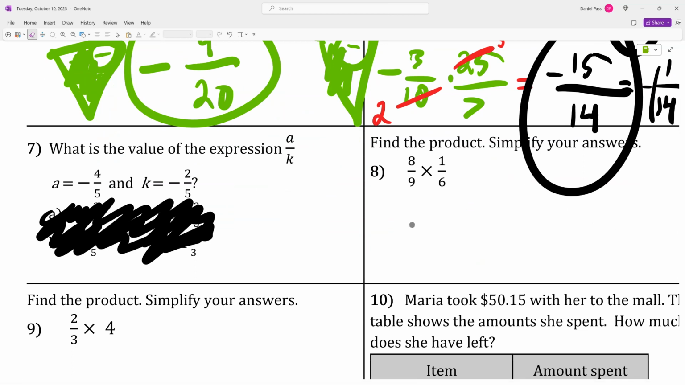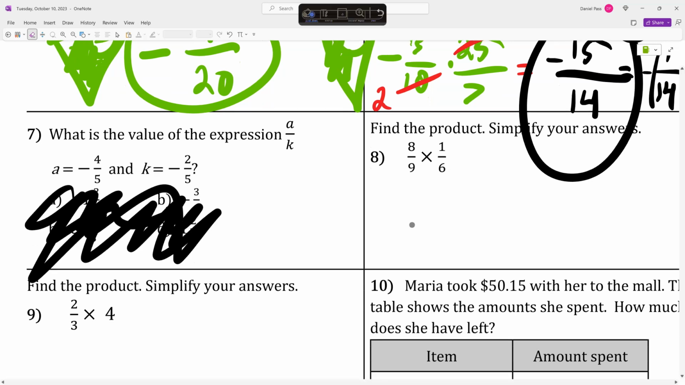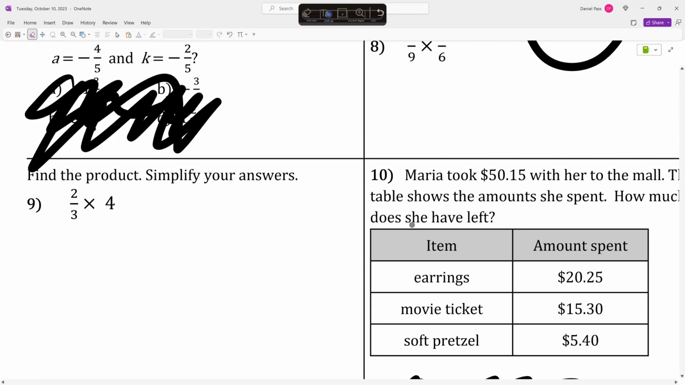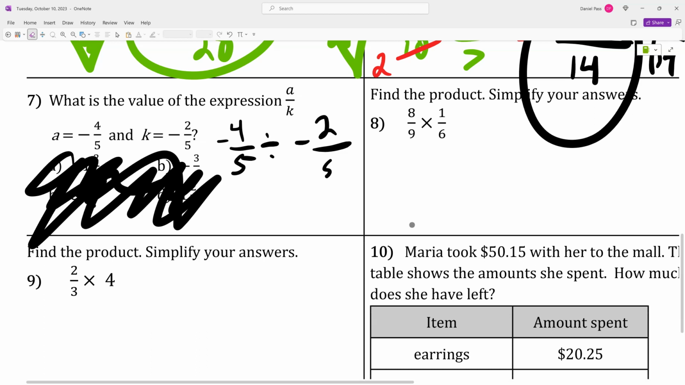Okay, by the way, everybody at home, reminder, these answer choices are wrong. I had an error in here, so those are going bye-bye. And also the answer choices at the bottom. Okay, go ahead, sir. The original problem is going to be negative 4 over 5 divided by negative 2 over 5. We're going to have to switch it to the reciprocal and make it 5 over 2 for the second one, and then also change it to multiplication.